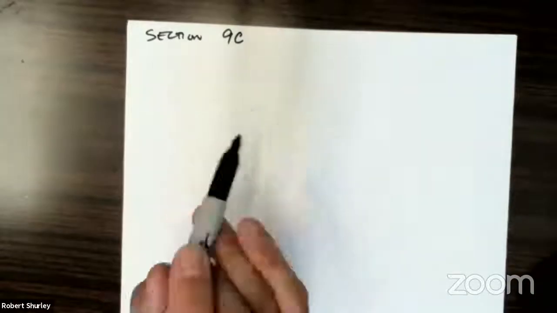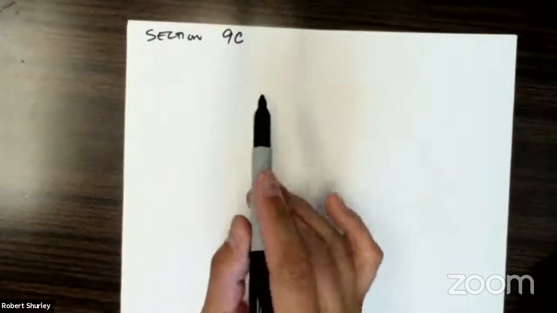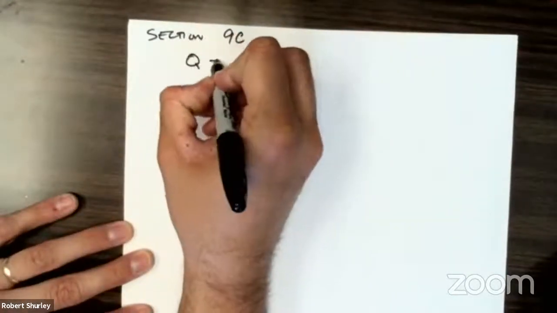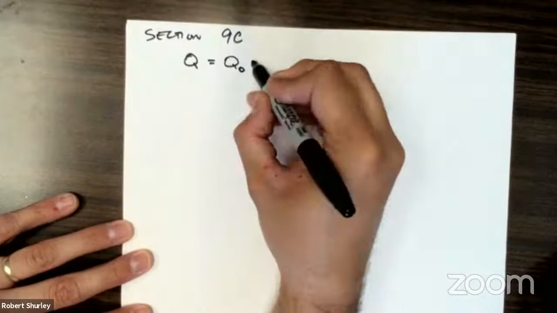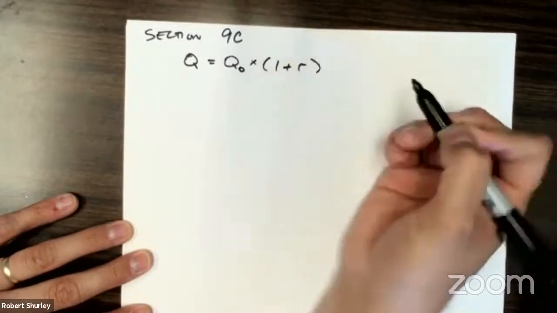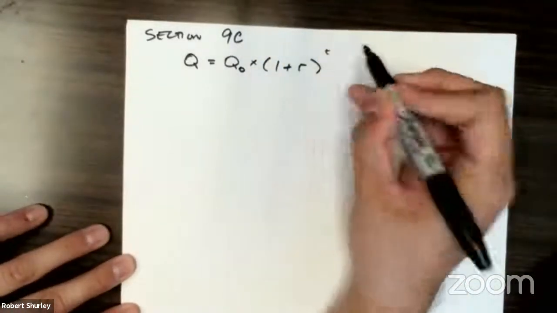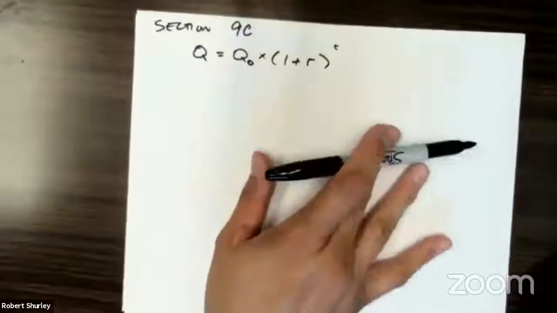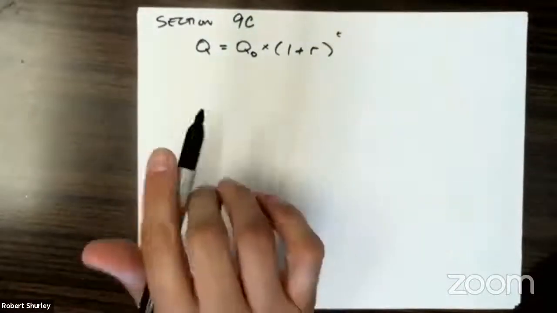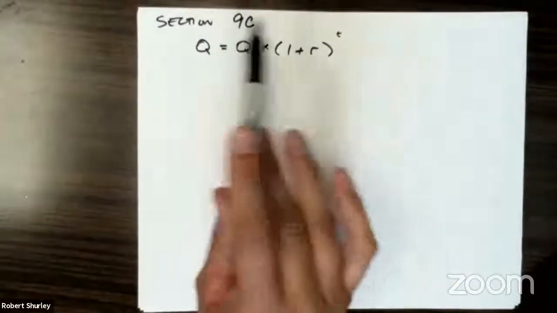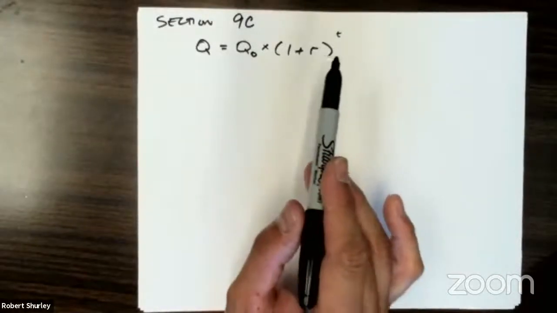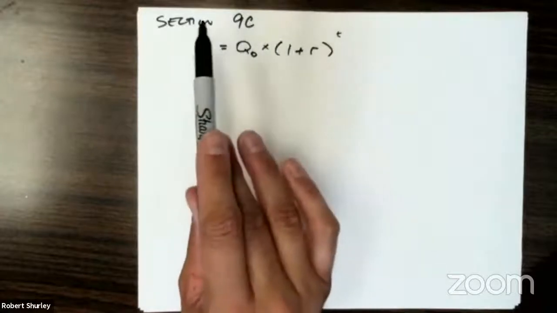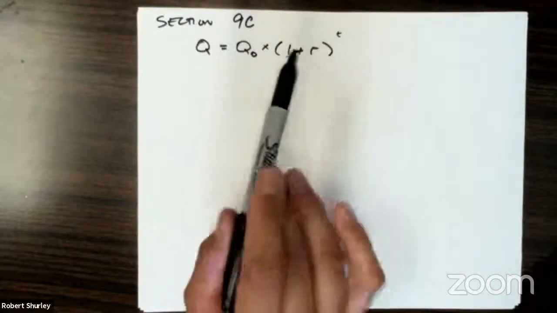The reason I'm going to do that is I'm going to talk about the exponential equation. It's written there, and I'm going to use the book's equation: Q equals Q naught times (1 plus r) raised to the t. We're going to go over what each of these mean. This is an exponential model, not a linear model. Remember the linear model, y equals mx plus b, where you have a rate of change. This is different. This is exponential growth or exponential decay.